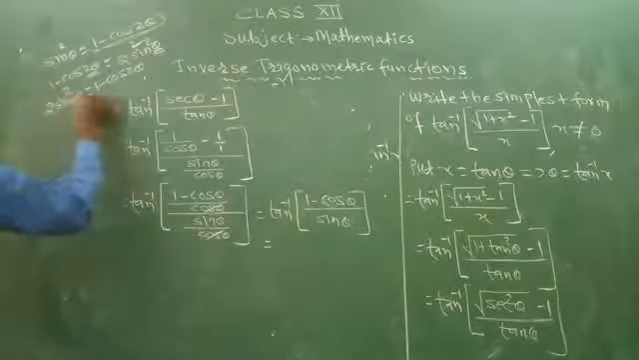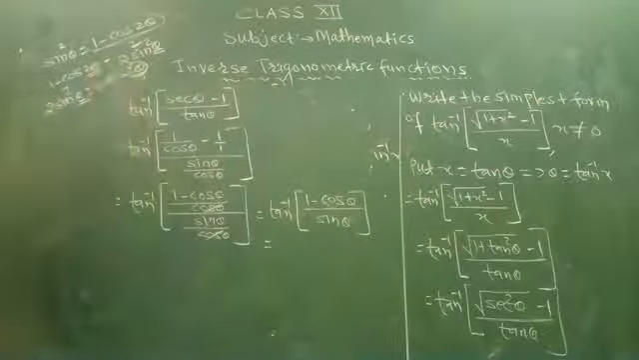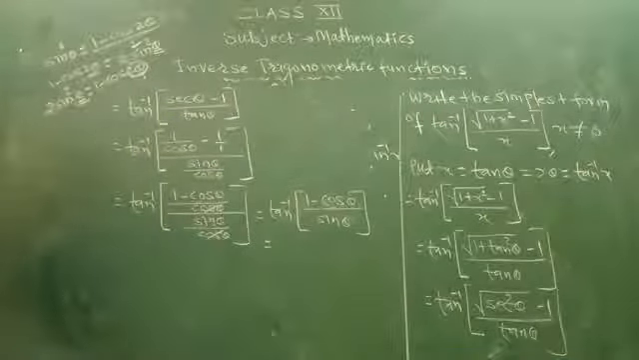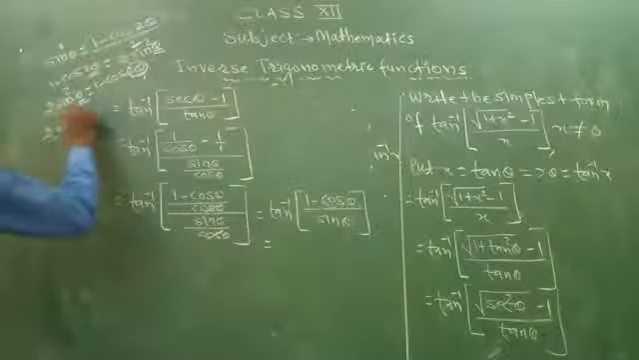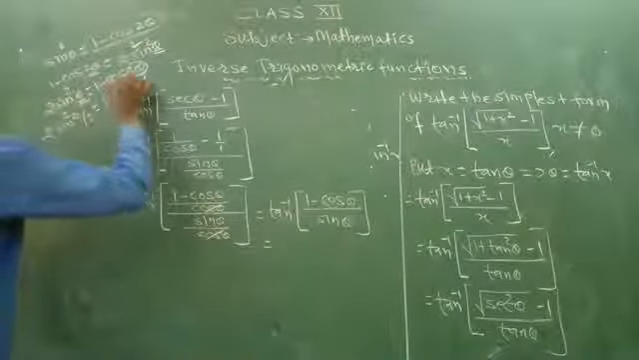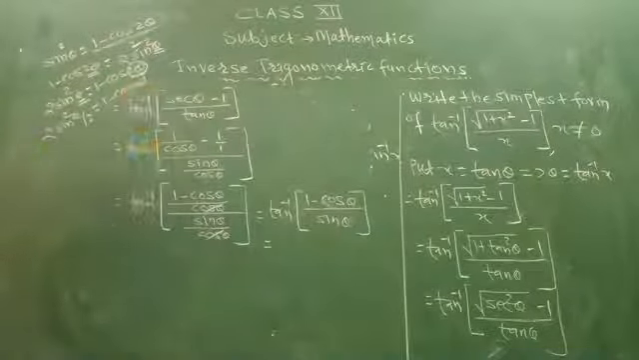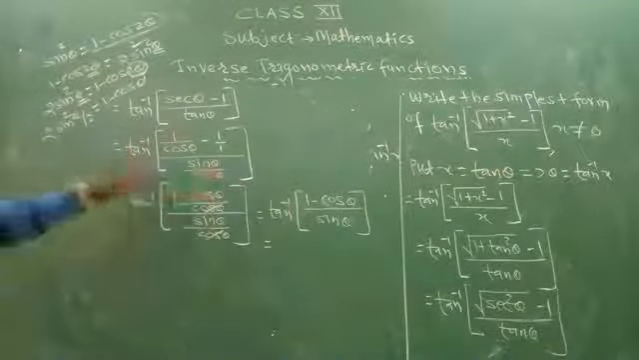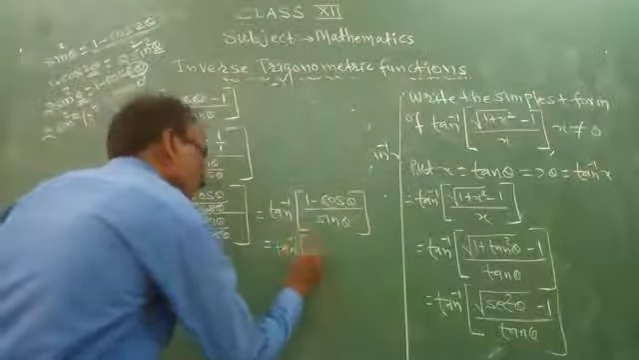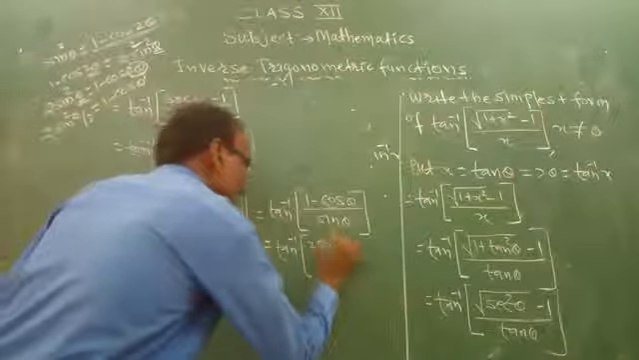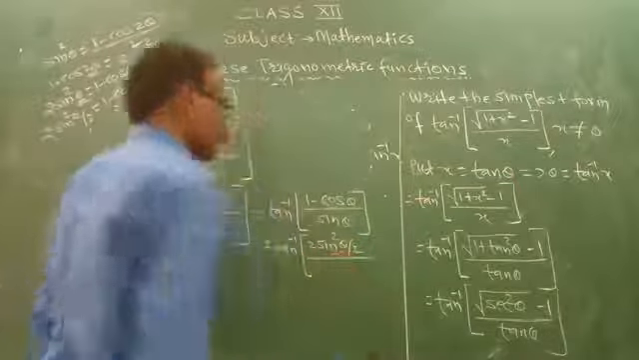If I reduce 2 theta to half, it becomes theta. So if this angle is halved, it becomes 1 minus cos theta equals 2 sin square theta by 2. So 1 minus cos theta means 2 sin square theta by 2. So tan inverse of 2 sin square theta by 2 upon sin theta.